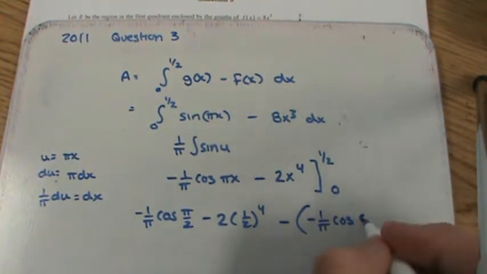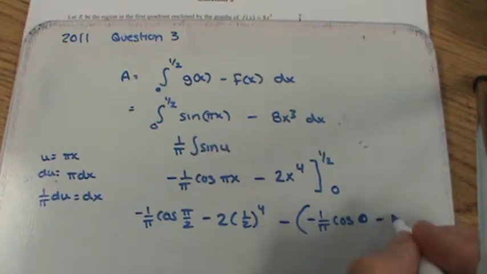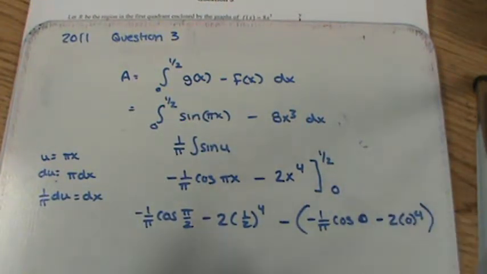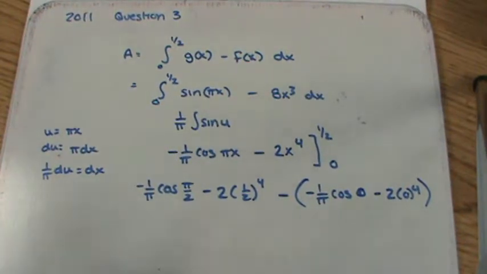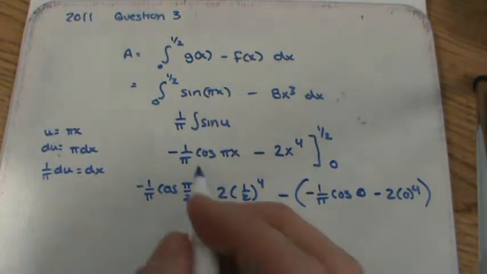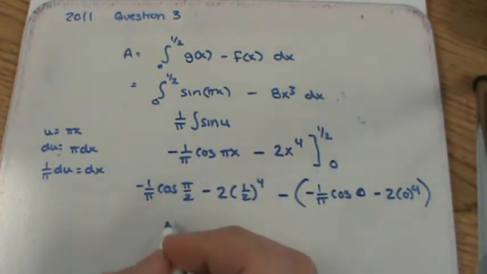0, and then minus 2 times 0 to the 4th. All right, and we don't have to simplify anything except for the trig. Trig has to be simplified always.